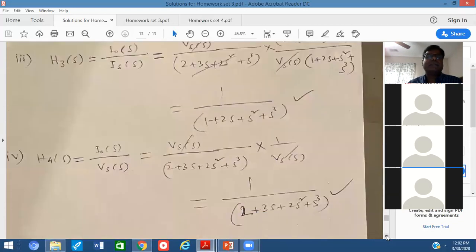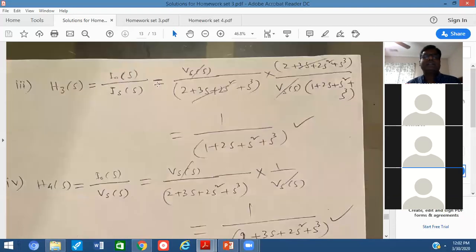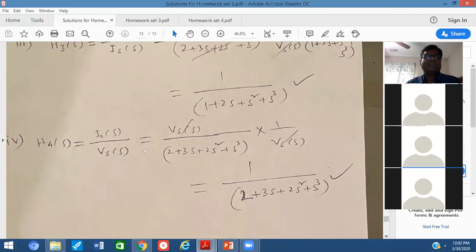So then number 3, I naught over ISS. I naught is calculated. ISS was there. So this cancels. So finally, this is the result. So I get the check mark. And number 4, I naught over ISS. So these will be the correct results.